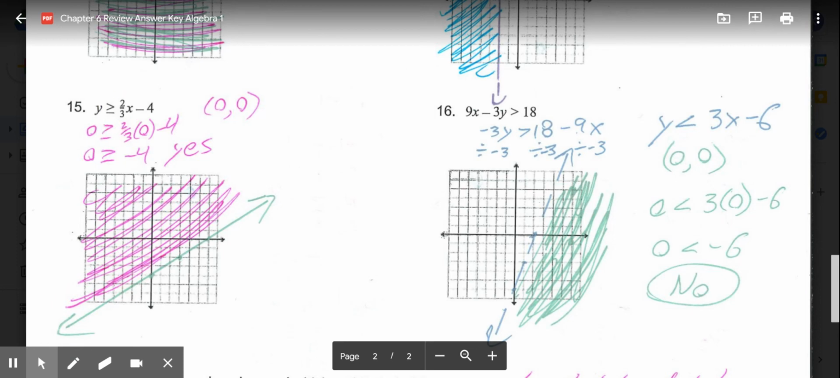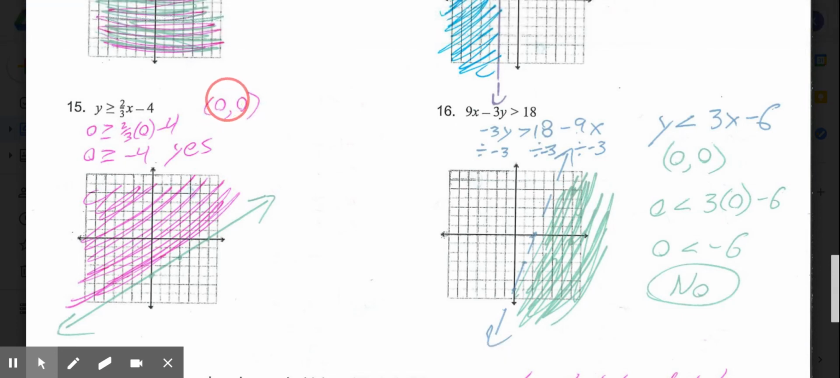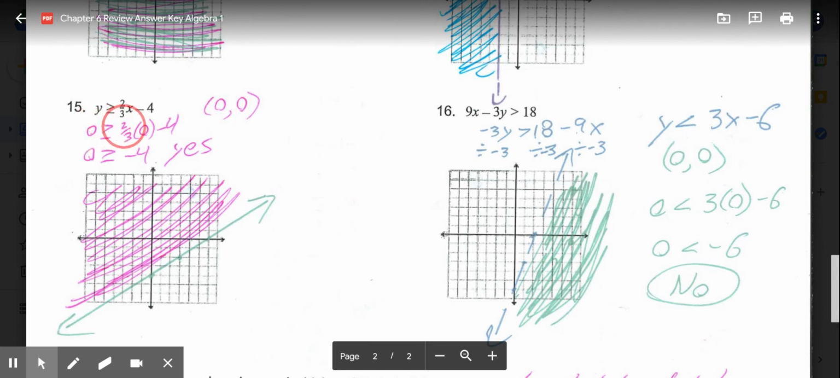And then for the shading, we want to check (0, 0) if it's a solution. So put in a 0 for x and y. So is 0 greater than or equal to 2/3 times 0 minus 4? So is 0 greater than or equal to -4? Yes, it is. So we would shade on the side toward (0, 0).